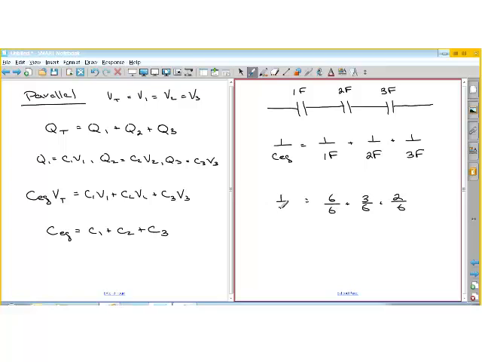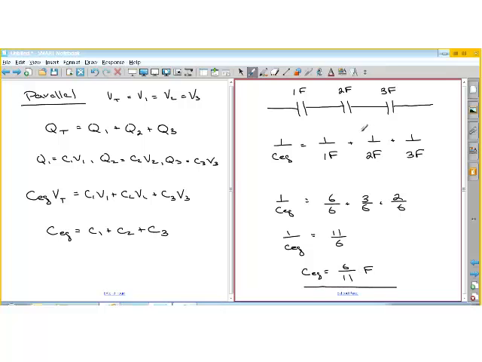And that's equal to 1 over the equivalent capacitance. So we add those. 6 plus 3 is 9 plus 2 is 11. So we get 11/6 is equal to 1 over the equivalent capacitance. And therefore, because these are just 2 ratios, you just have to change the numerator and the denominator. And you get the equivalent capacitance is 6/11 farads.